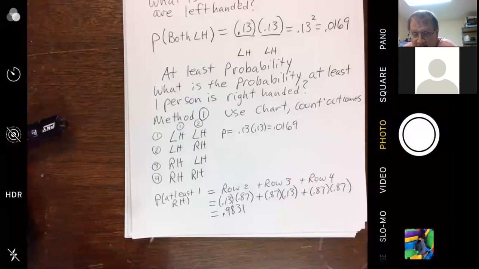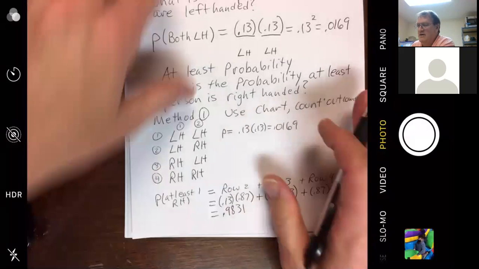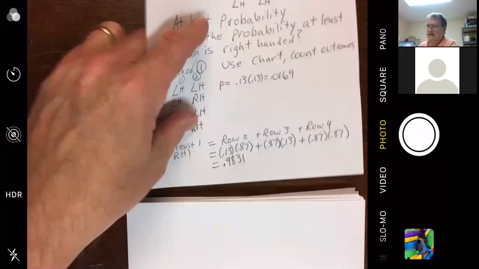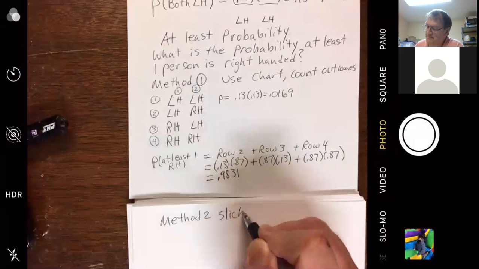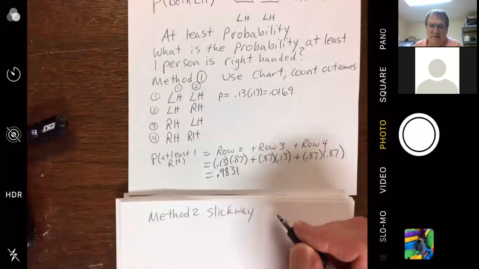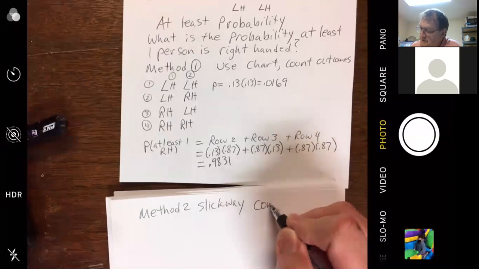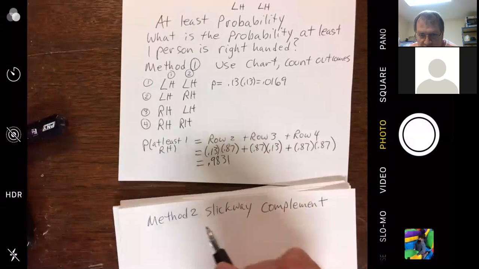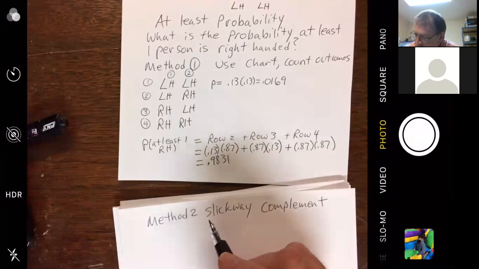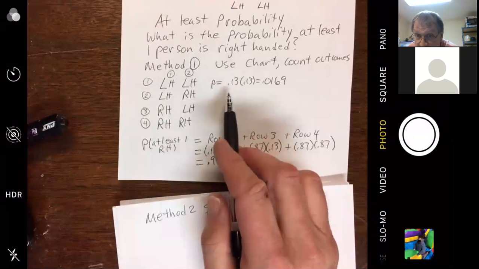Now, is anybody out there going, I want to do it quicker? Does anybody want to see the slick way? Yes, please. Oh my goodness, so polite, yes. All right, well, let's see if I can keep this on the screen, and we're about out of room. Method 2, slick way. The more technical name for the slick way is complements. Remember what a complement was? Everything else in the sample space, not in the original event.